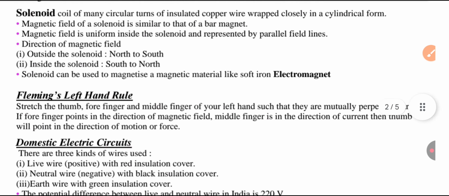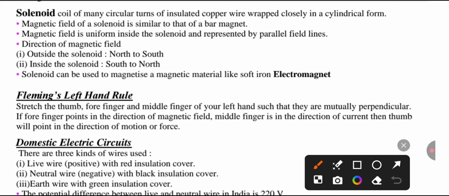So next question is solenoid. It's also very important for a 1 mark or 2 marks question. What is a solenoid and what are the characteristics of a solenoid? Solenoid is a coil of many circular turns of insulated copper wire wrapped closely in a cylindrical form. Magnetic field of a solenoid is similar to that of a bar magnet. Magnetic field is uniform inside the solenoid and is represented by parallel field lines.